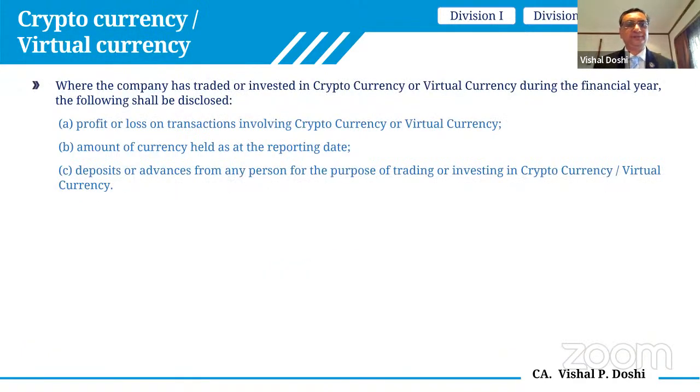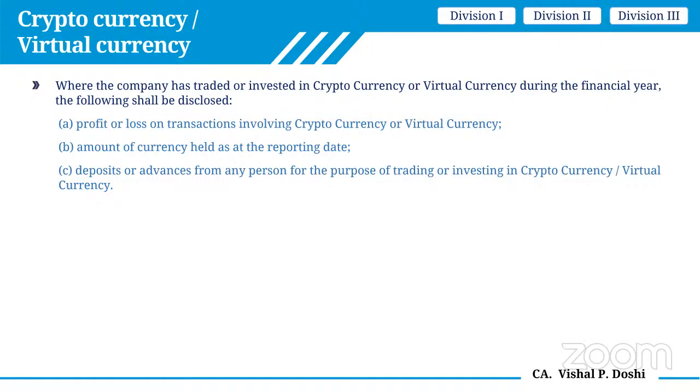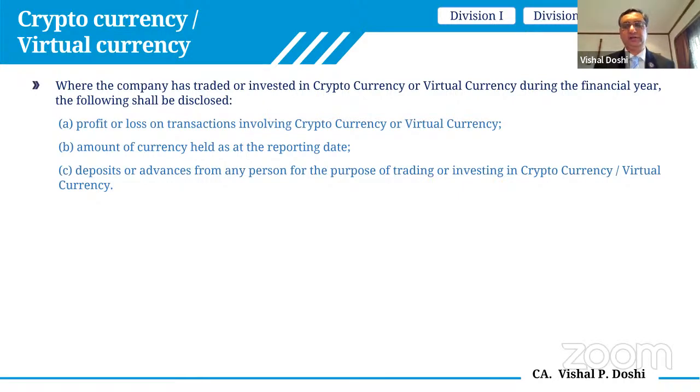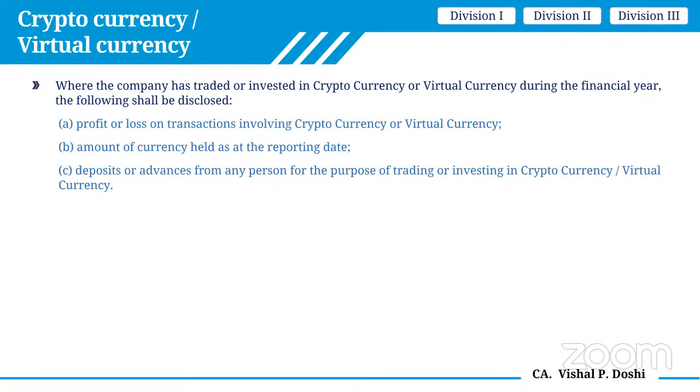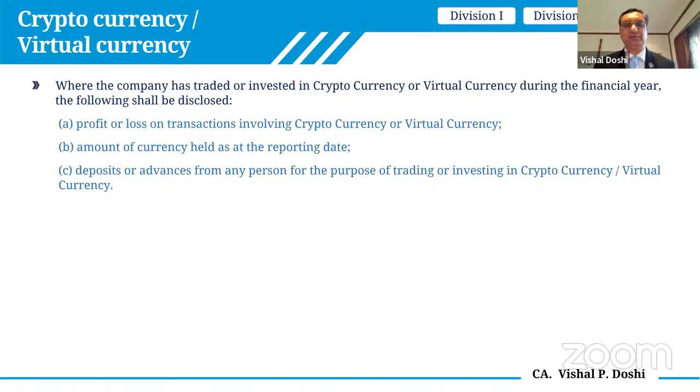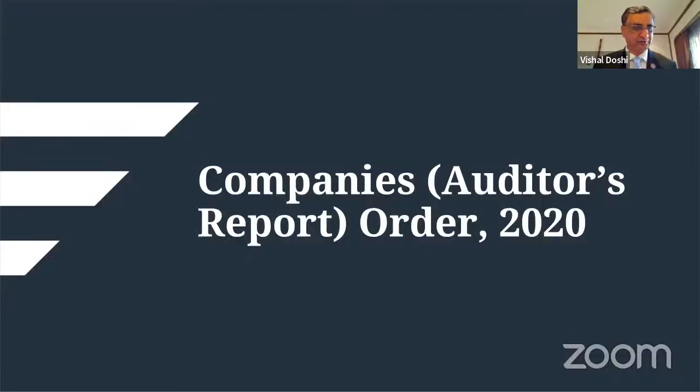Cryptocurrency, virtual currency. This is an additional disclosure required. It was already there in 2021 with respect to cryptocurrency and virtual currency. The amount of currency held on the reporting date, the profit or loss, and if any deposit has been given to the trader or broker through whom you are trading cryptocurrency or virtual currency, how much has been disclosed, to whom, and where it is reflected. All these disclosures are there for cryptocurrency and virtual currency.